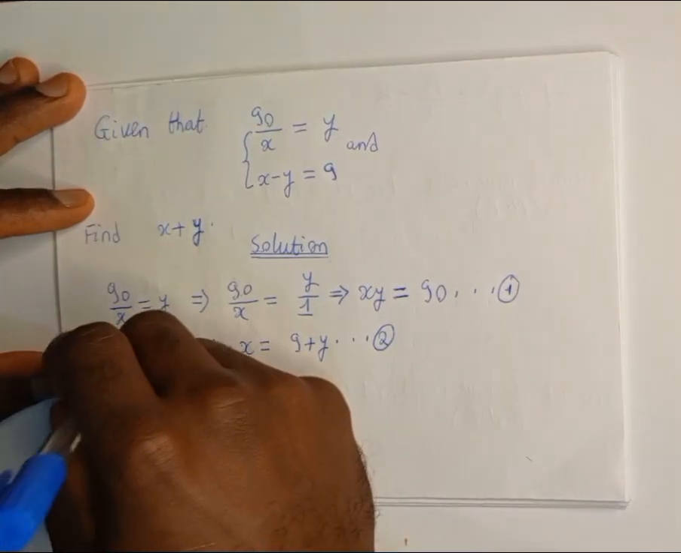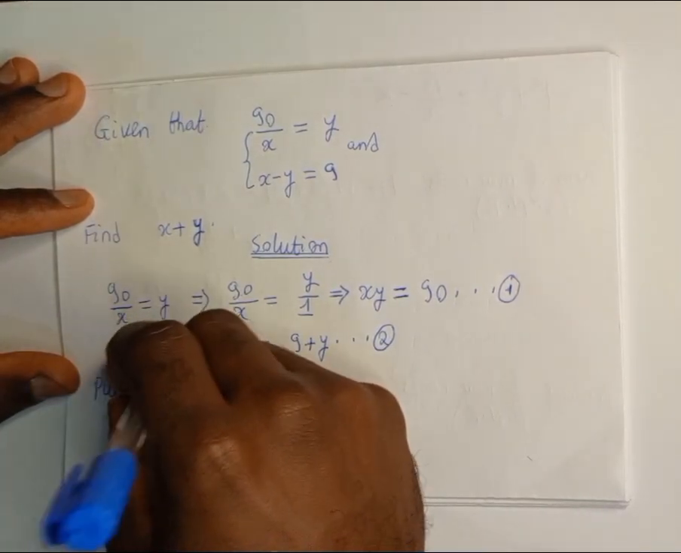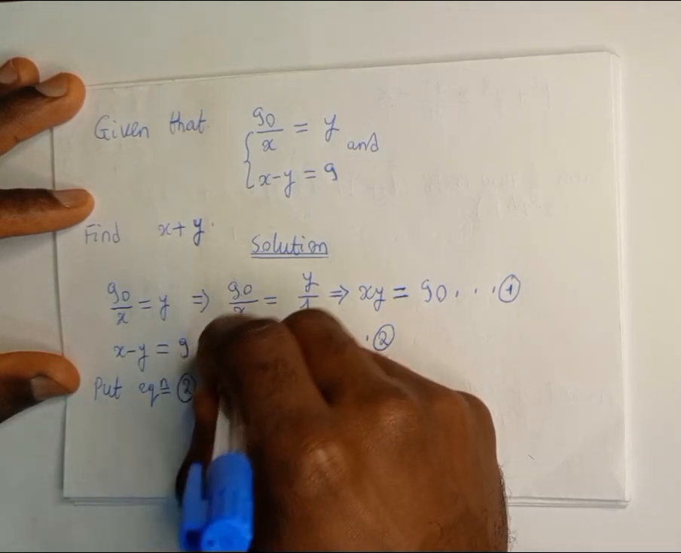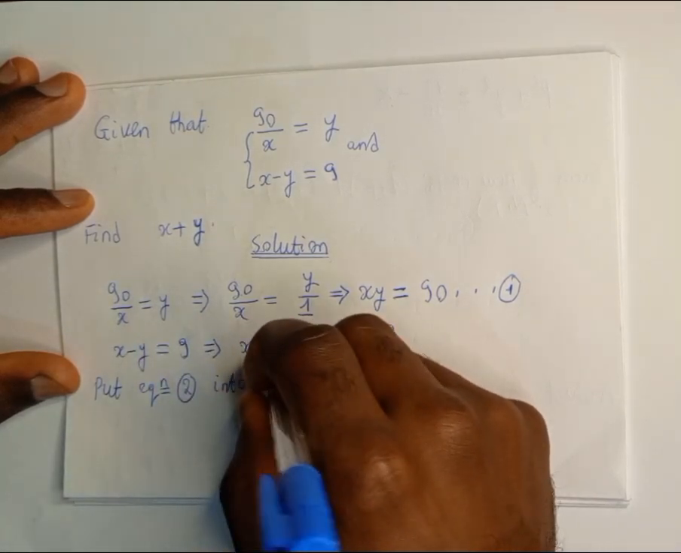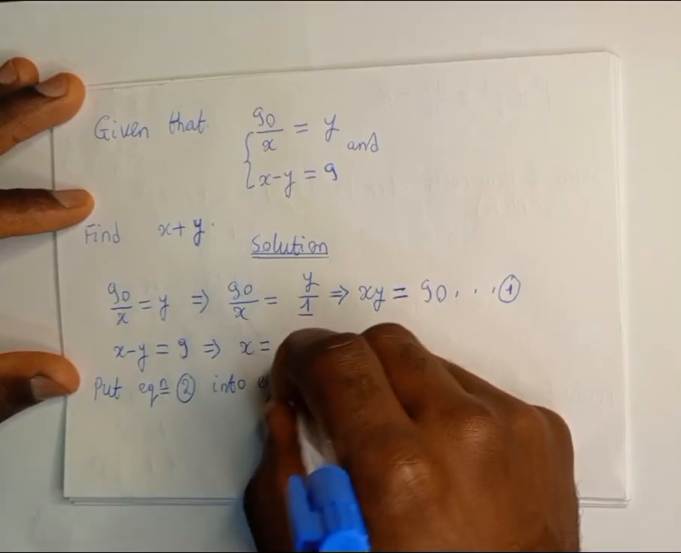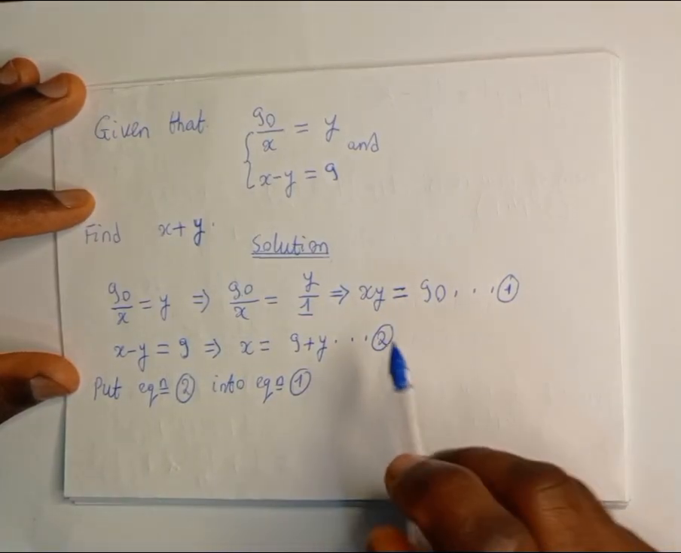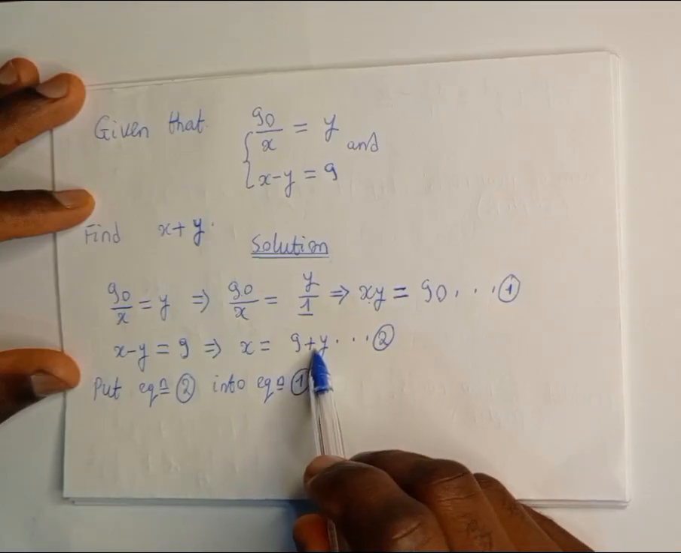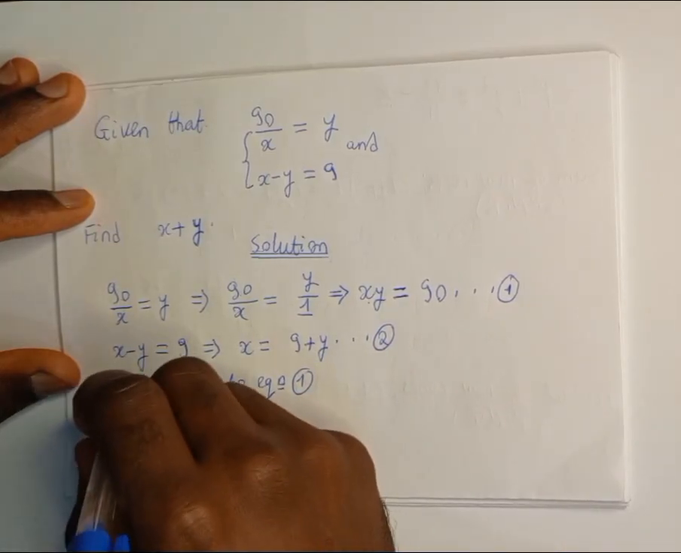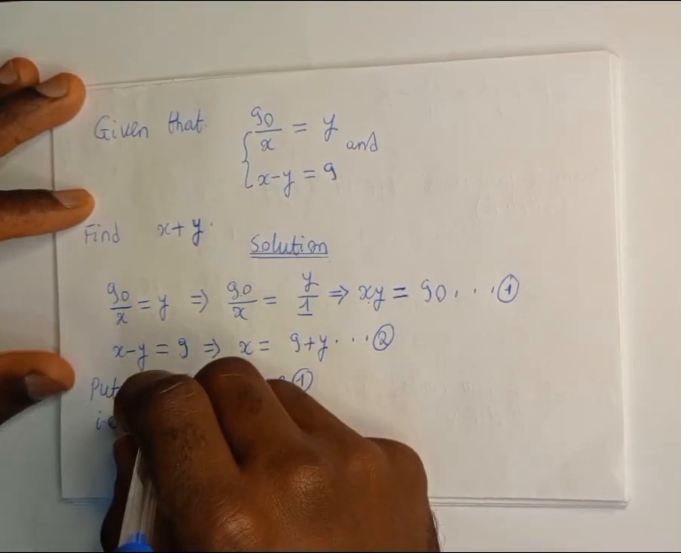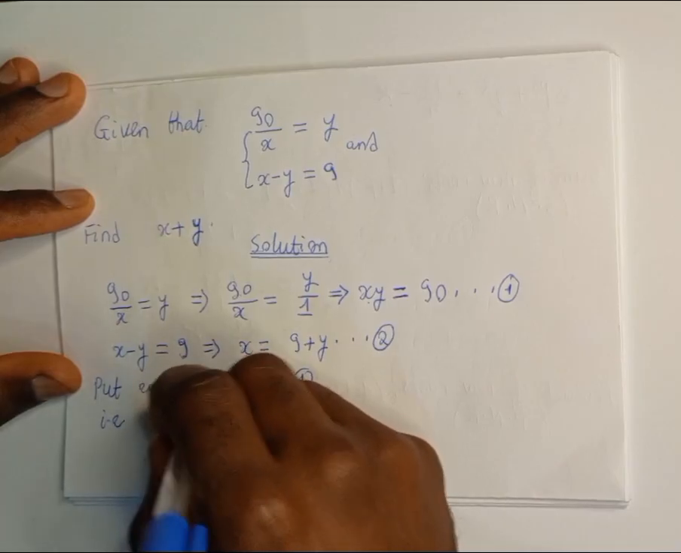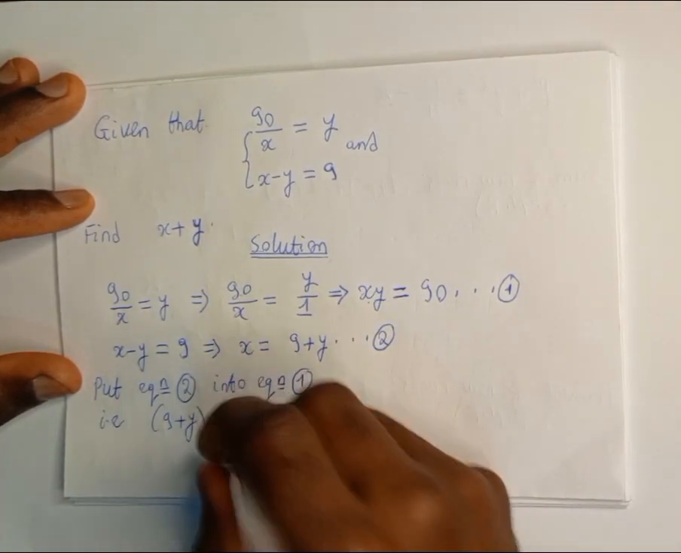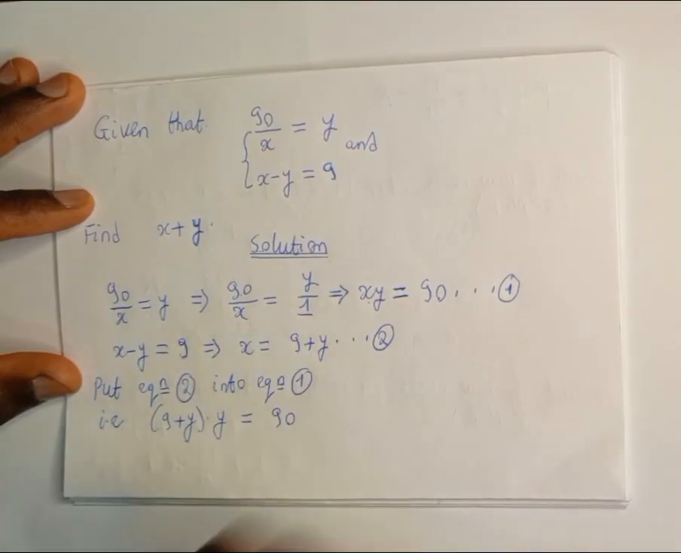Next, we are going to put equation 2 into equation 1. That means in equation 1, we are going to replace x with 9 plus y. That is, 9 plus y times y will be equal to 90.